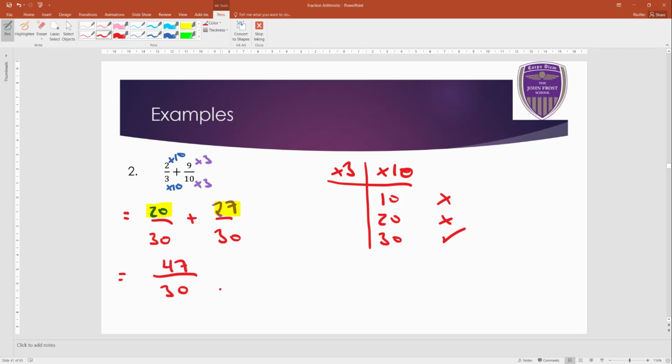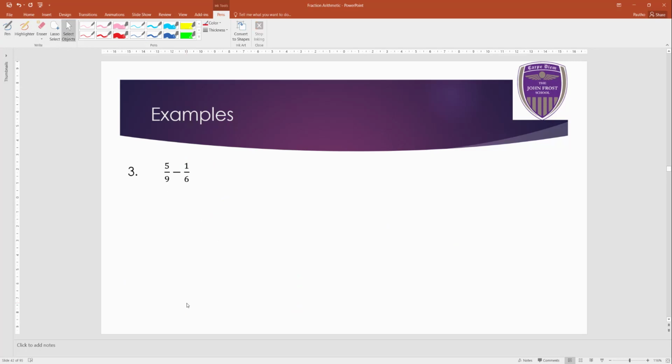Now, obviously, this fraction here is top-heavy. So you could write that as a mixed number as a bonus. So you might know from previous lessons that this would be 1 and 17/30. But for today, if you can't do this extra step, this first step here is fine. All right? Because it's quite a difficult topic, this. Okay, example 3. Pause it, have a go, and come back when you're ready.